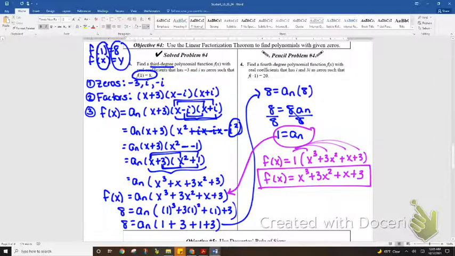Now, same thing as before, I'm going to do pencil problem number 4. So if you want to pause the video so you can try it on your own, and then start the video if you get stuck, or to check your work, you can.